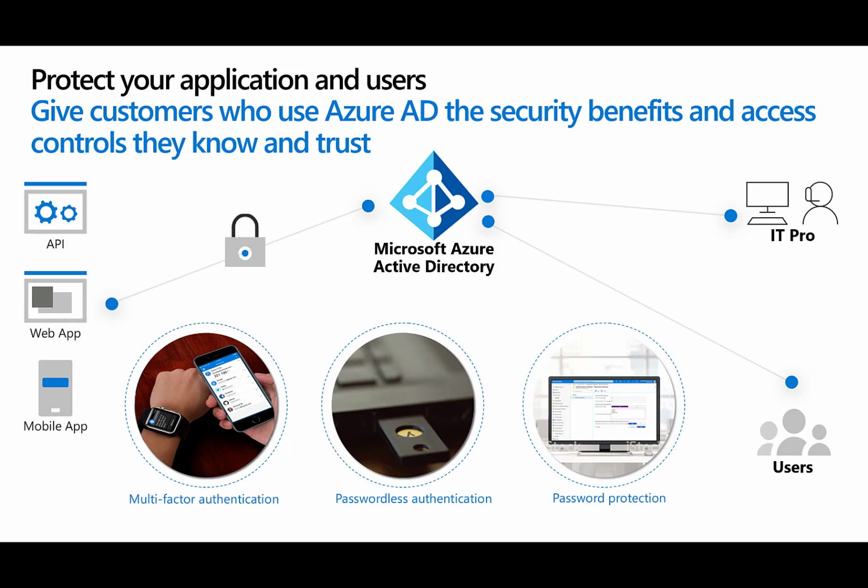The first way we can secure the application with Azure Active Directory is with secure authentication methods. To start with, they can use MFA using the Authenticator apps, SMS or voice call. MFA can prevent 99.9% of identity attacks.